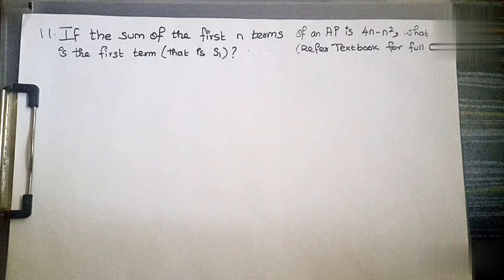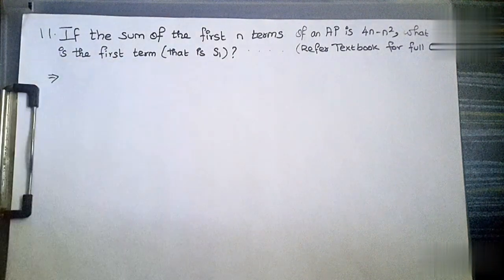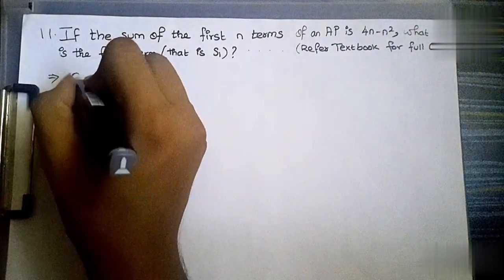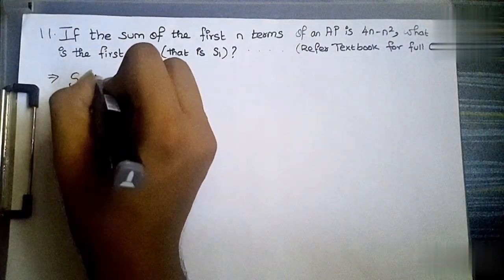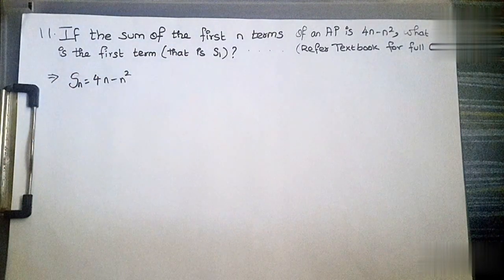So we'll see how to solve this, and we need to find what are the questions asked in your 11th part. So first write what is given. Sn equals 4n minus n square, right? Sum of the first n terms is being given as 4n minus n square.